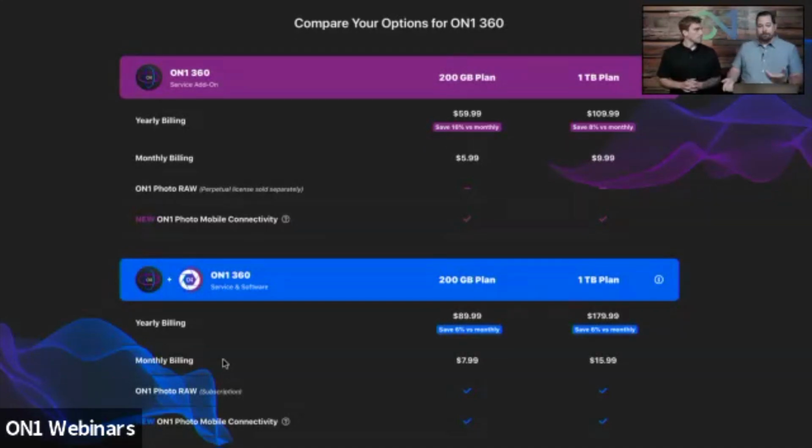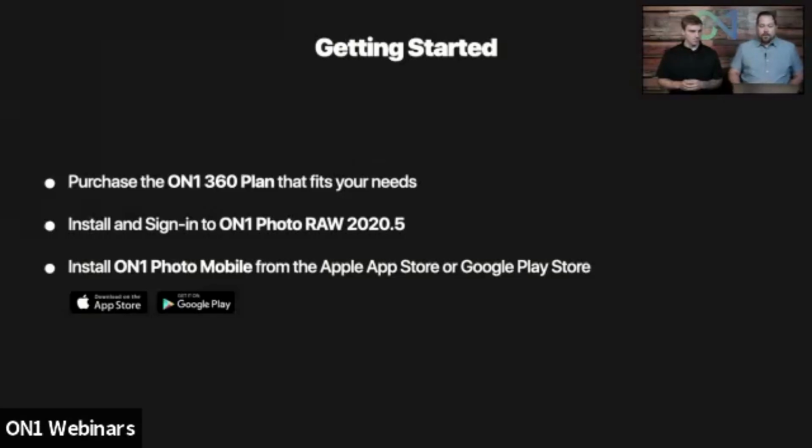Now to get started, that's obviously the first thing you need to do. You need to buy ON1 360. So go to the website, lots of information on how to do that. The second step is you need to download the latest ON1 Photo Raw 2020.5. That also comes out today as well. And if you just use your auto update, if you have 2020 already installed, it will download that update for you, and you'll be ready to go. And then the third step is to download the mobile app. So you can go to the Apple App Store or to Google Play, and you can download the mobile app. I'm going to show you a couple ways to make that simple right inside of the app.